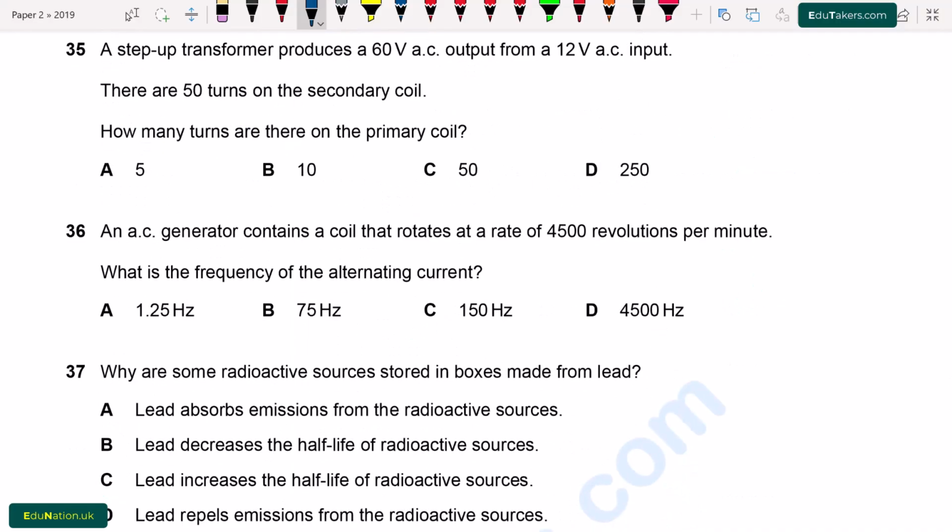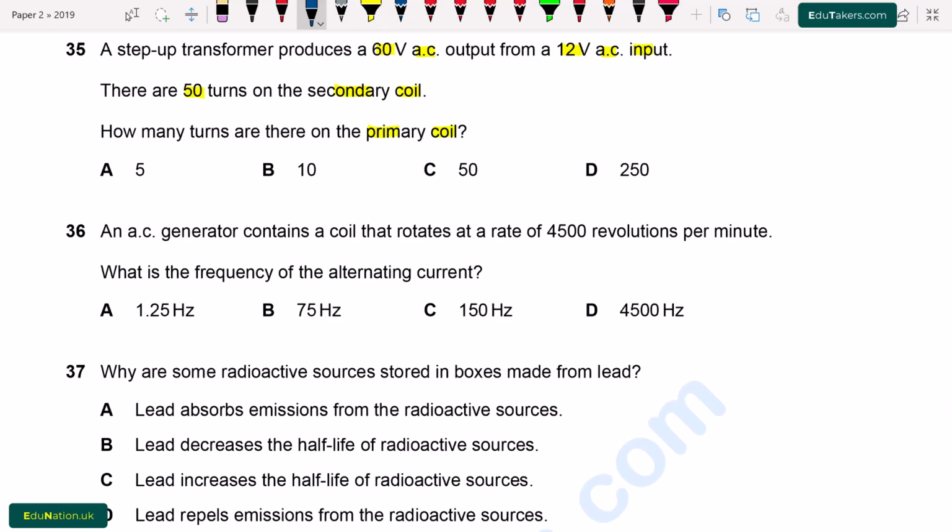Question number 35. A step-up transformer produces 60 volt AC output from the 12 volt AC input. There are 50 turns in the secondary coil. How many turns are there on the primary coil? Here we have to find out the number of turns on the primary coil.